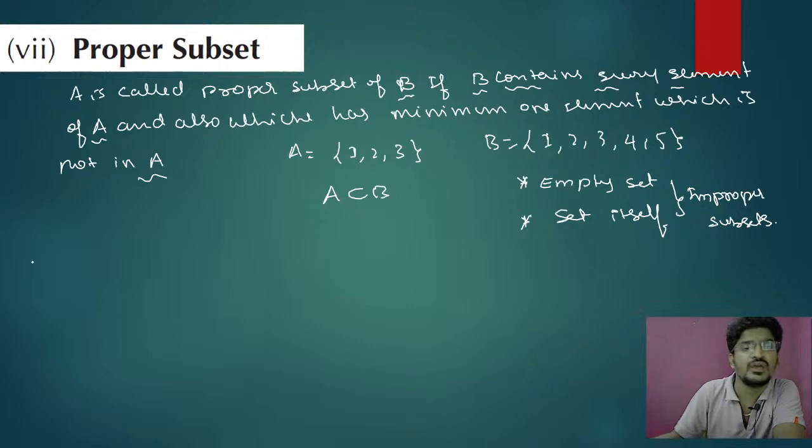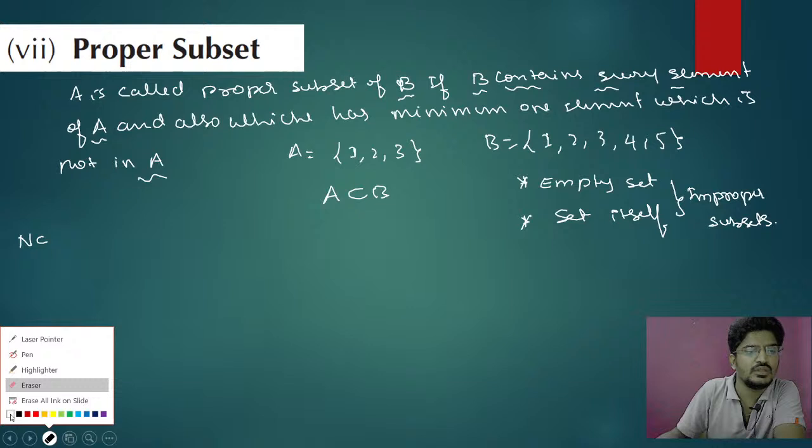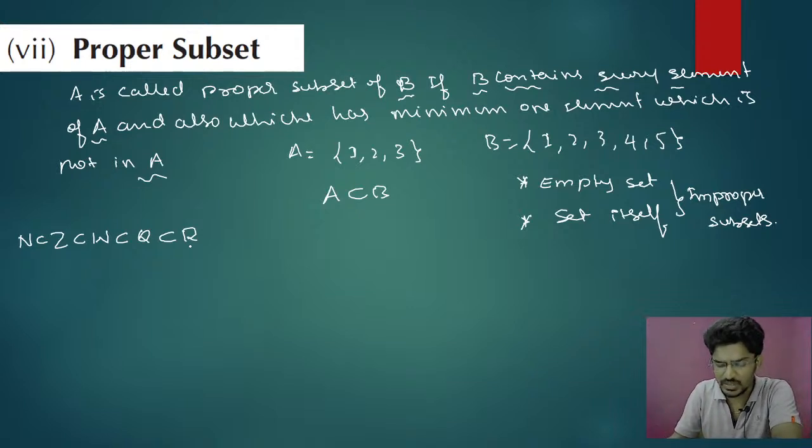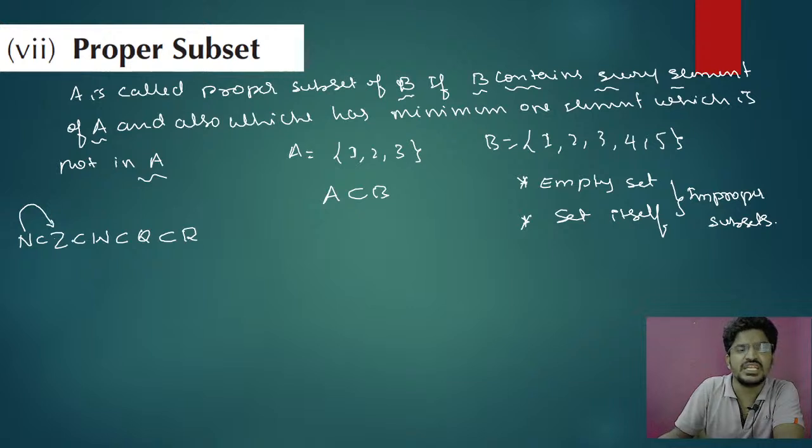And here you can also see one very important relation, that natural numbers are a subset of integers. Natural numbers are a subset of integers. Integers are a subset of whole numbers. Whole numbers are a subset of rational numbers. Rational numbers are a subset of real numbers. Are you getting my point? So what is the meaning of this? All naturals are present in integers.